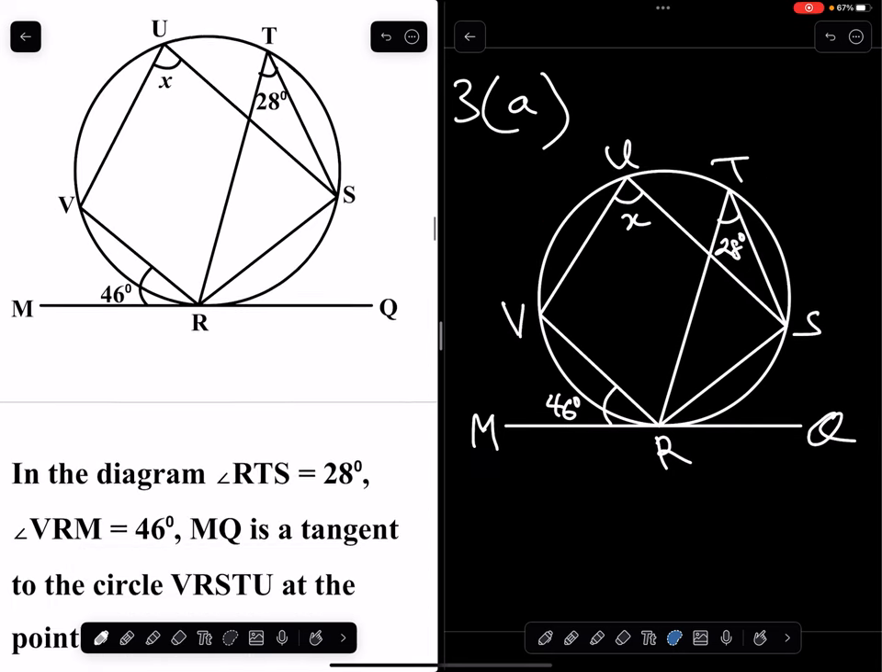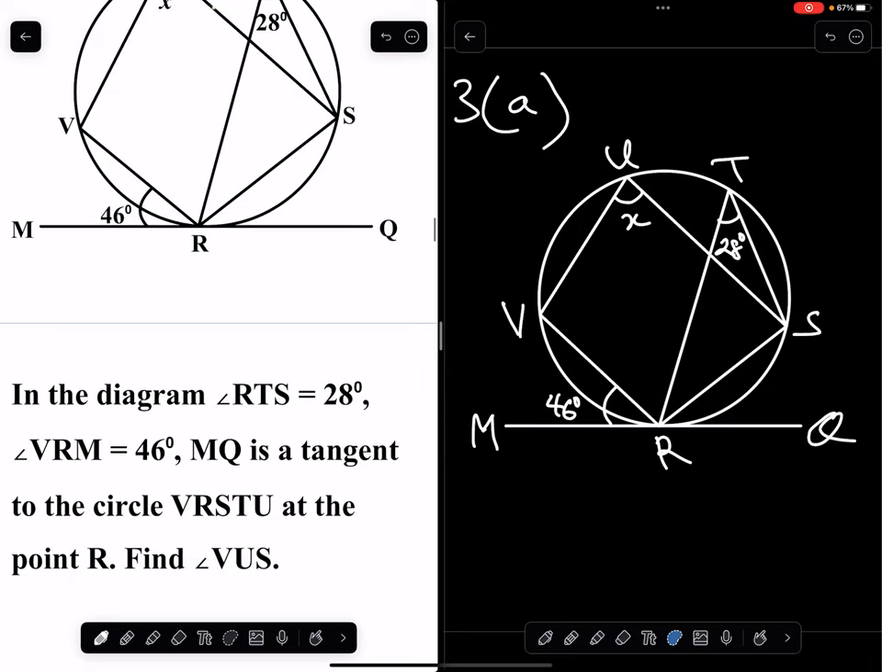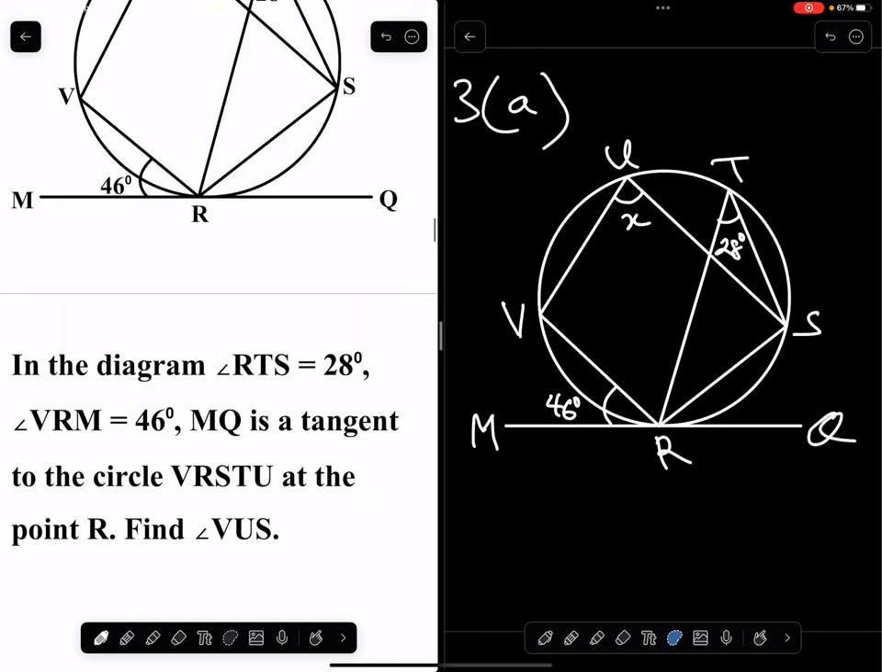In the diagram, angle RTS equals 28 degrees, angle VRM equals 46 degrees, MQ is a tangent to the circle VRSTU at the point R. Find angle VUS. How do we find angle VUS? Angle VUS is x.